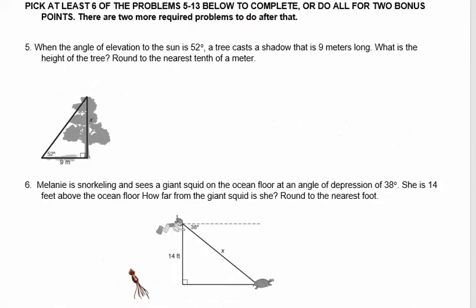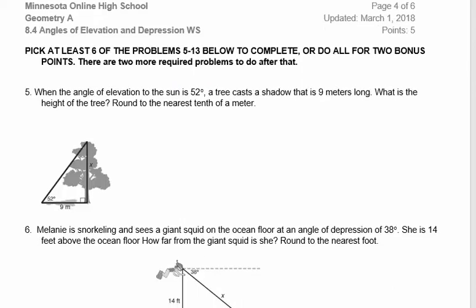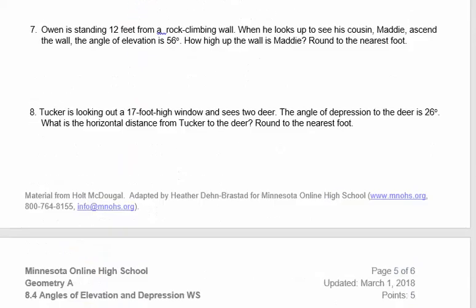So for the rest of your assignment, after you label which ones are which for 1 through 4, you have to pick at least 6 of the problems, 5 through 13, to do. You can do all for bonus points. And then there is problem 14 and 15 after that, so don't skip those. So you get to pick 6 of them to do, so there'll be some you won't have to do. So you might want to read through them and decide which ones you want to do.